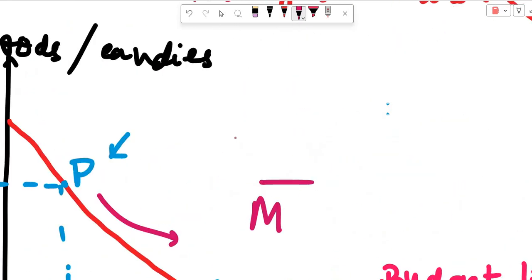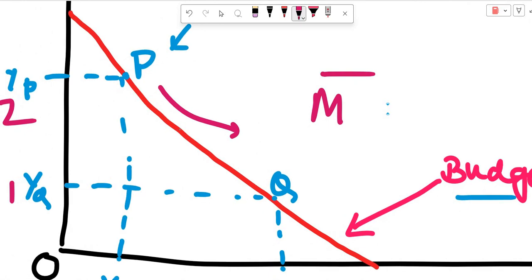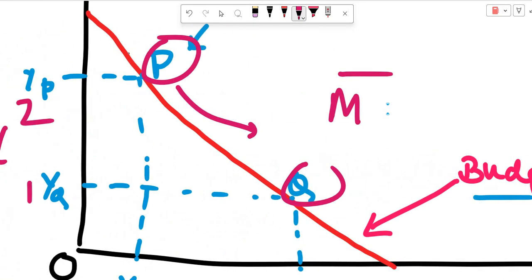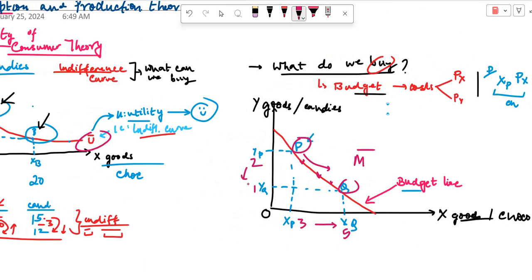So your U was bar. Here, M is bar, which means the money is constant. So the expenditure at point P and the expenditure at point Q is the same. And this is basically the idea of the budget line. Every point on this line, the expenditure is basically the same. So that is the idea of the budget line.